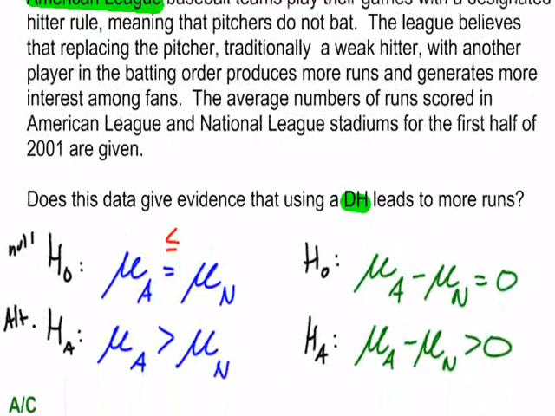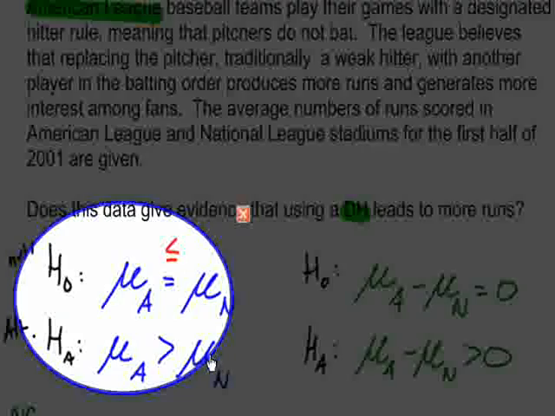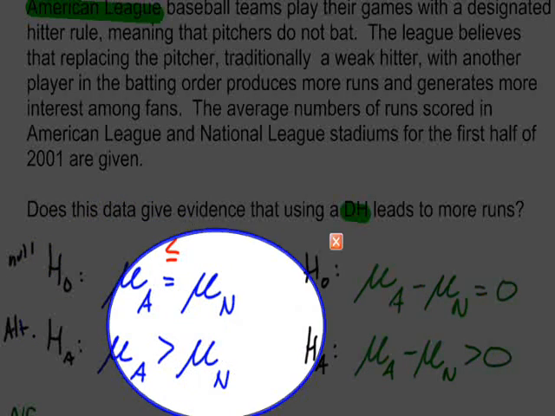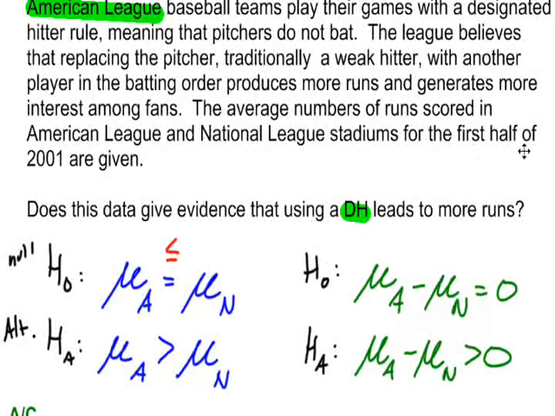So in a previous example, I looked at my null and alternative hypotheses, and basically this says the average runs for the American League is greater than the average runs for the National League. So I can write my null and alternative hypotheses like this, or I could write them like this. This says the same thing. The mean for the American League minus the mean for the National League is a positive number. If I subtract those two, it's going to be greater than 0 if the American League using a DH leads to more runs.